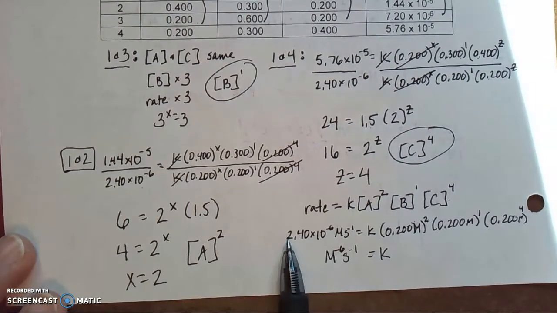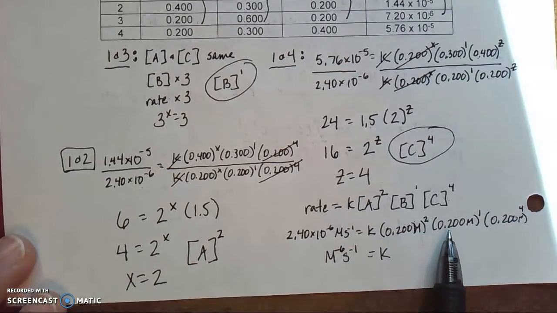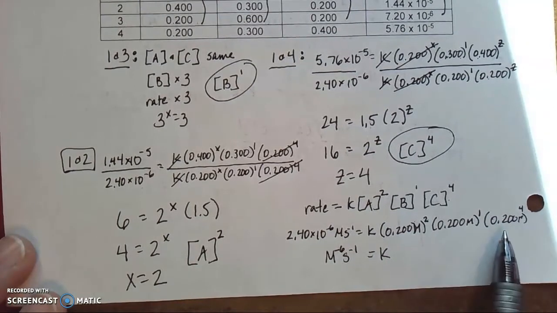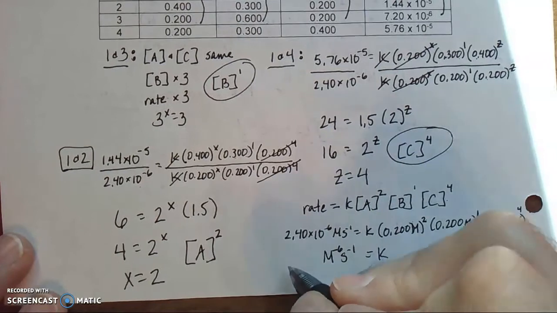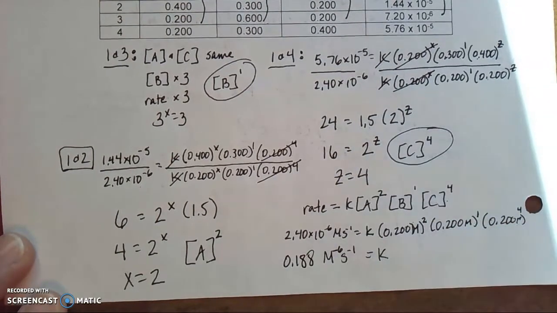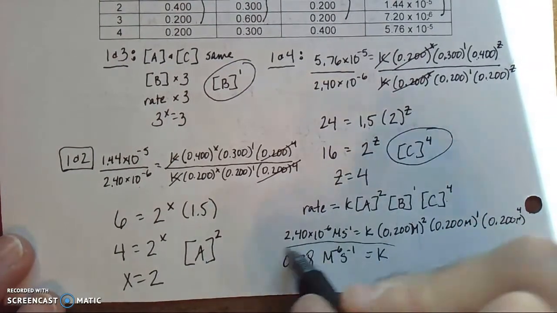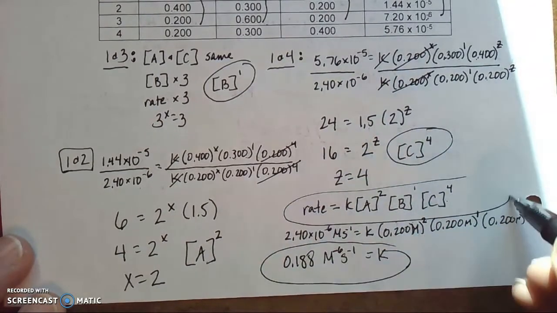And when I divide 2.40 times 10 to the minus 6 by 0.2 squared divided by 0.2 and divided by 0.2 to the fourth, I get 0.188. So there is my k value. Here is my rate law.